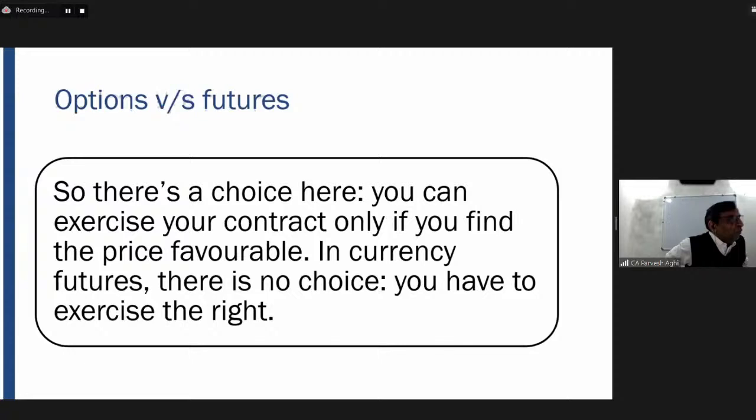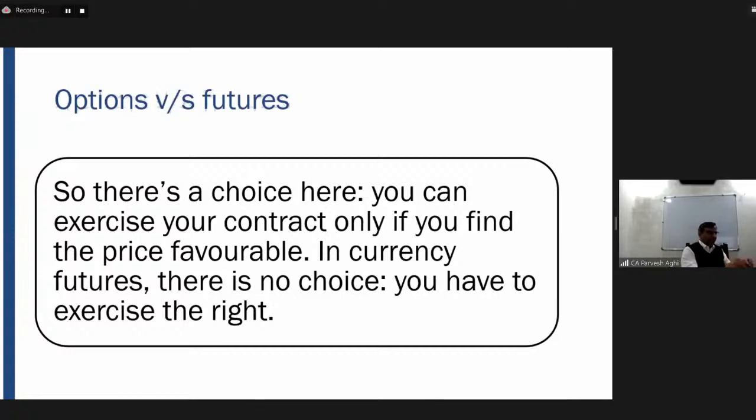Now, what is the difference between options and futures? There is a choice here. You can exercise your contract only if you find the price favorable. In case of options, you will exercise your right only if you find it favorable. In currency futures, there is no choice; you have to exercise the right. That's one difference.